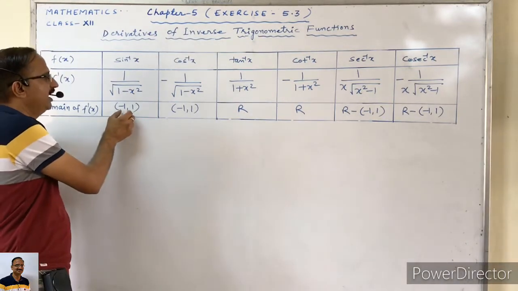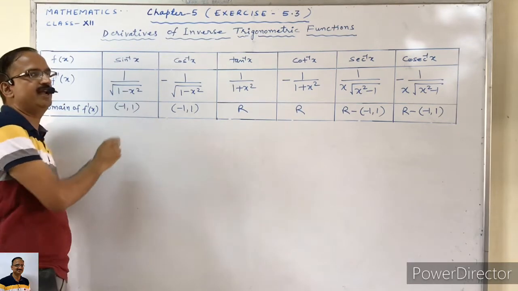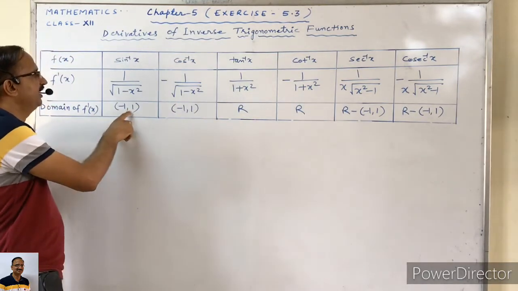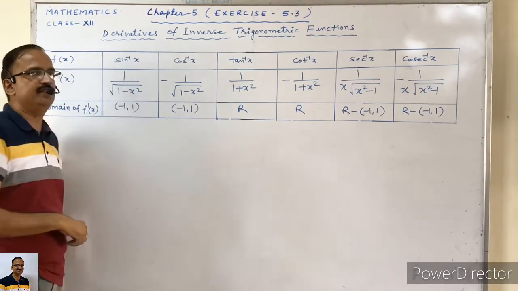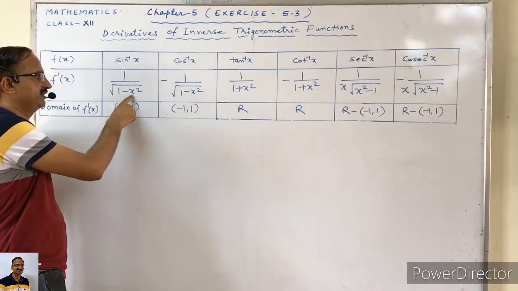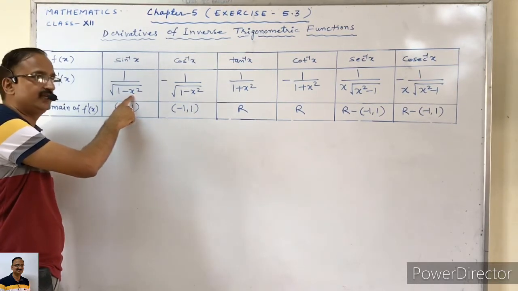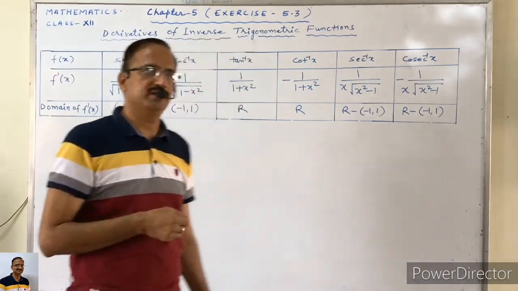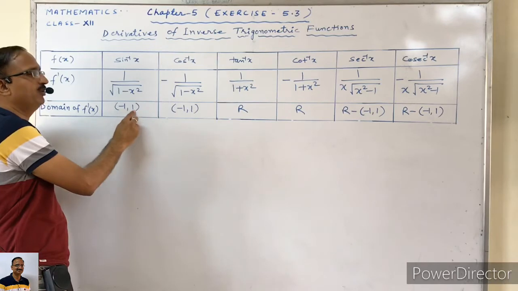It means this is defined only for the values lying in between minus 1 and 1. For all other values, this is not defined. For example, if we put 1, then 1 minus 1 is 0 and 1 by 0 is not defined. Suppose if you put 2 in place of x, then this is 1 minus 4, and 1 minus 4 is minus 3. So in the square root we have minus 3. It means imaginary number. So this is defined only for this open interval minus 1 to 1.